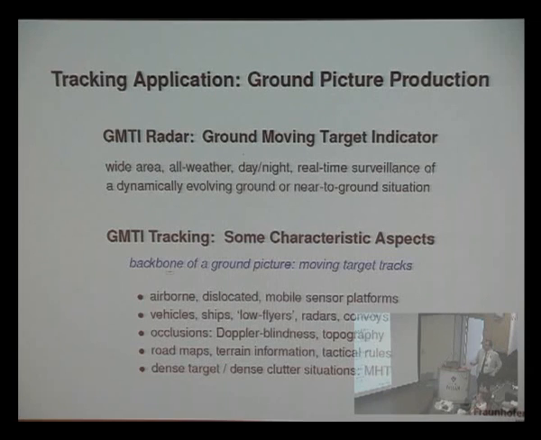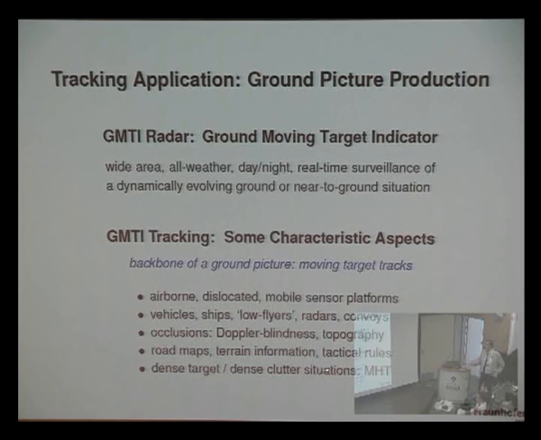Ground surveillance is difficult. We have to use airborne platforms because we couldn't see ground-moving vehicles, because the radar horizon is so small. Typically airborne platforms. We wish to look at vehicles, at ships, low flyers, other UAVs, for example, or helicopters, radars, convoys. We have to take into account occlusions, Doppler blindness, and topography. We look into Doppler blindness.